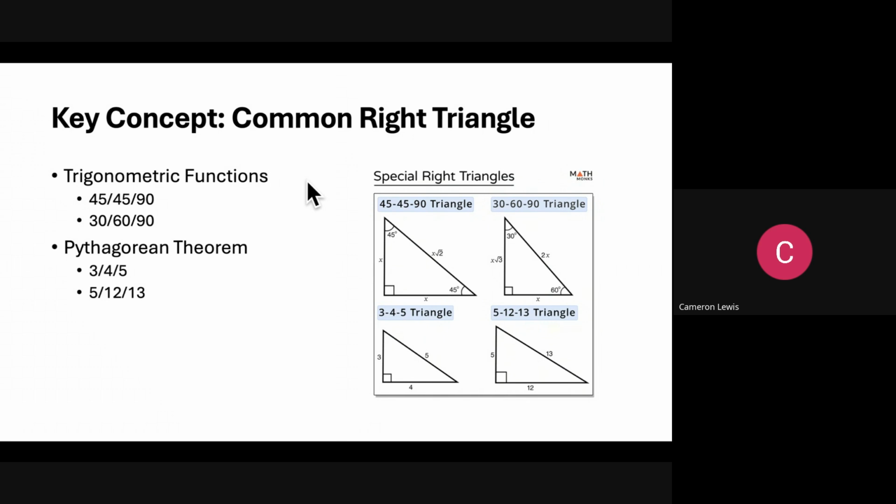This is where we're going to start off on Wednesday, really talking about the common right triangles, and this will help us when we start doing some physics problems, right? We want to use as little math as possible. We have 4 special right triangles. The ones that really help us understand angles we want to use trigonometric functions for are the 45, 45, 90 and the 30, 60, 90.